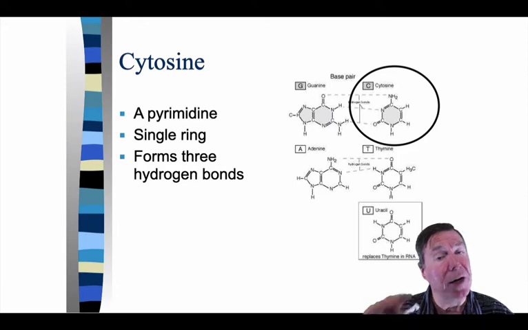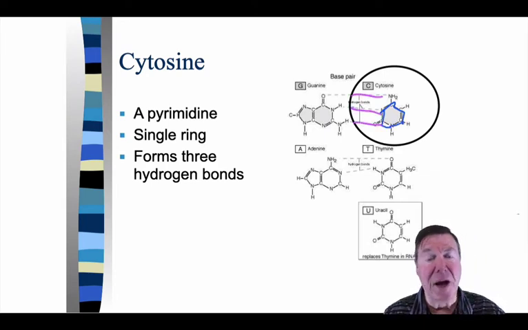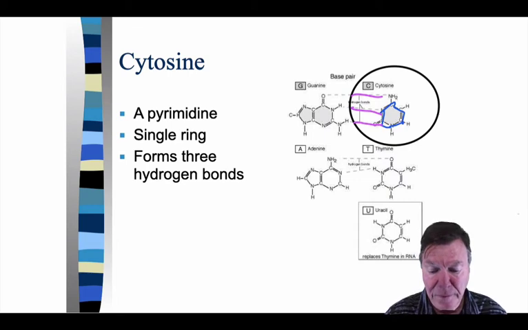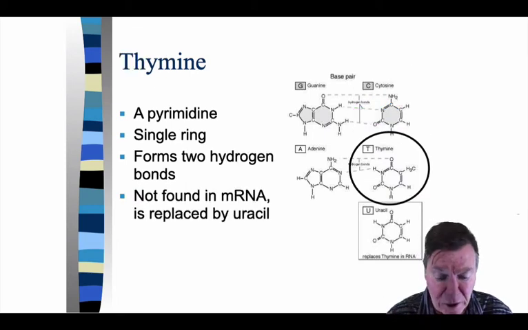Cytosine is not a purine, it's a pyrimidine. It's a single ring, and it forms 3 bonds. Cytosine, a pyrimidine, 1 ring, forms 3 bonds. Thymine is also a pyrimidine, has a single ring, and forms 2 bonds.